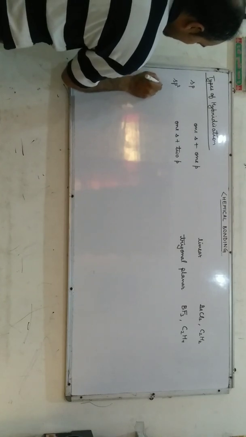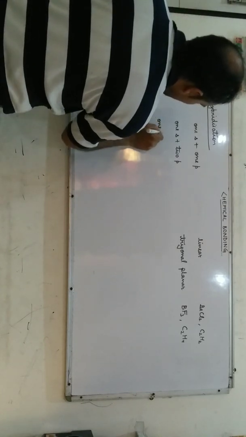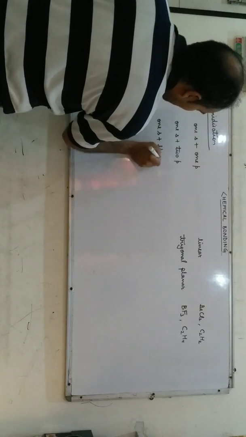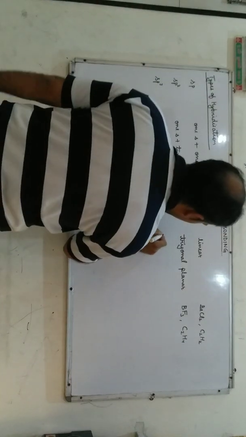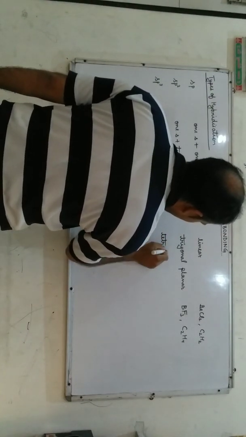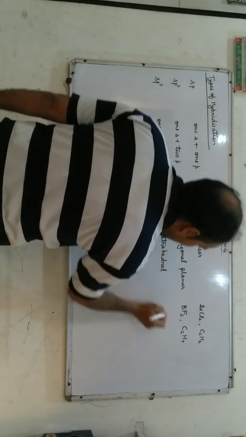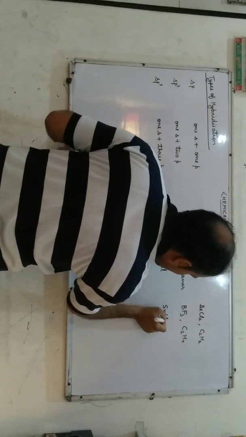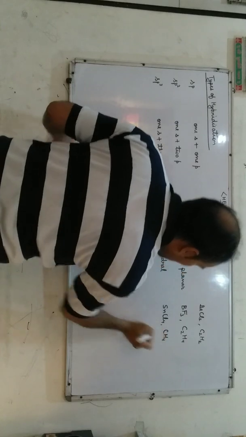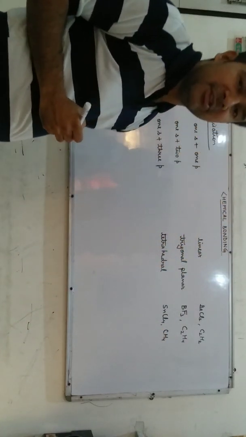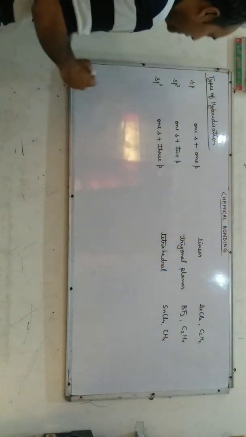Now let us come to sp3 hybridization, in which one s and three p orbitals are involved. Its shape will be tetrahedral. The examples are SnCl4 and CH4. All the carbon compounds containing carbon-carbon single bonds show sp3 hybridization.